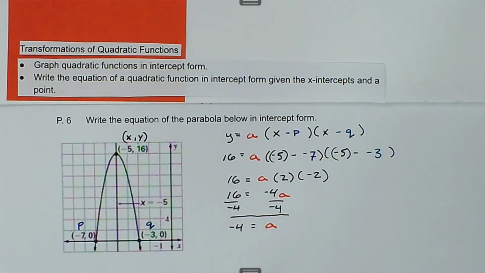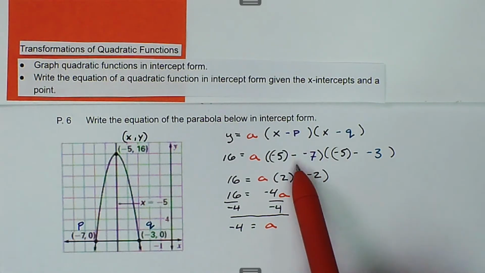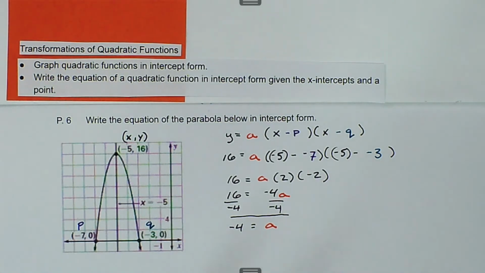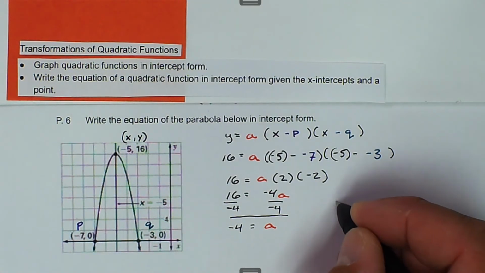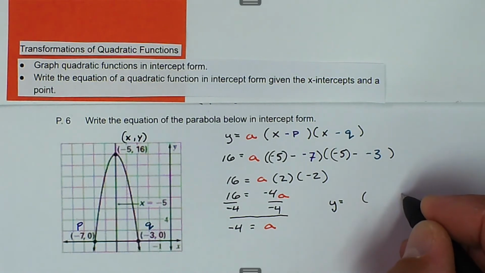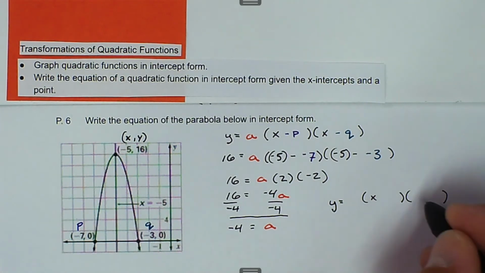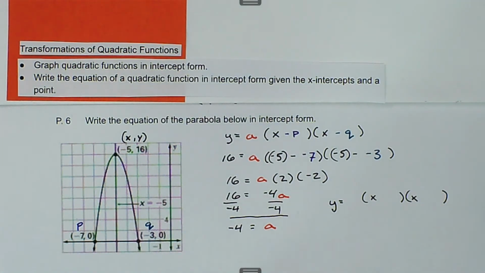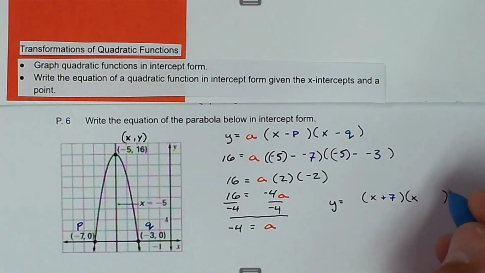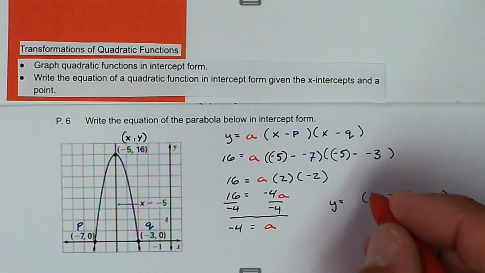So we can rewrite the equation. The things that are going to stay are the adding 7 and adding 3 and our y and our x. So we can rewrite the equation y equals our a value, our x value, and in this case we are going to add 7 and add 3, and our a value is -4.